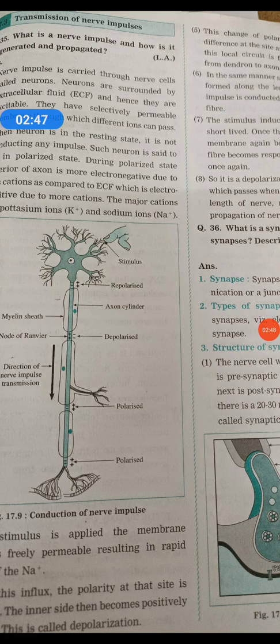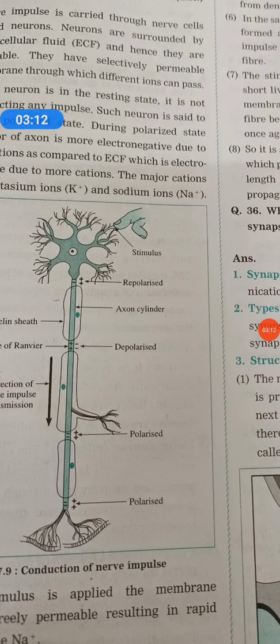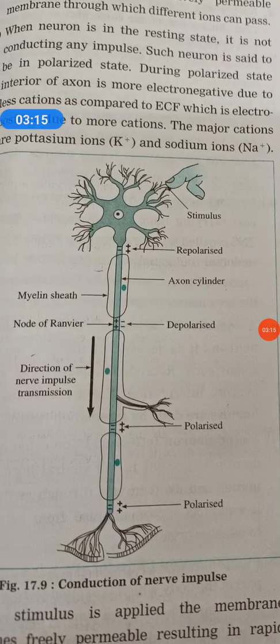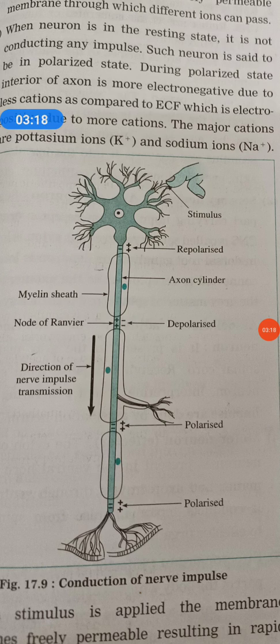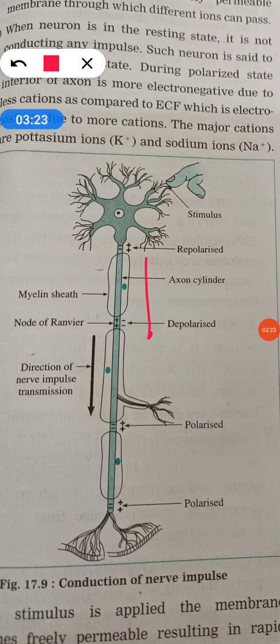But when a stimulus is applied, the membrane becomes freely permeable, resulting in a rapid influx of Na positive ions. Due to this influx, the polarity at that site is reversed. The inner side becomes positively charged, and this state is called depolarization. This is the polarized state, then this is the depolarized state, and this one is the repolarized state.